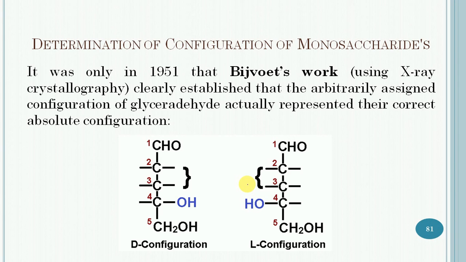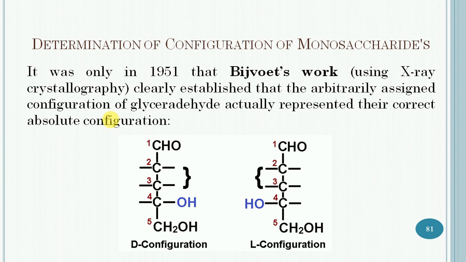Then later on, in 1951, the Bijvoet work, using X-ray crystallography, clearly established that the arbitrarily assigned configuration of glyceraldehyde by Emil Fischer represented the correct absolute configuration. This means that if the configuration of glyceraldehyde were correct, then the derived relative configurations of other compounds must also be their correct absolute configurations. Then D-glyceraldehyde and L-glyceraldehyde serve as configurational reference points for all monosaccharides.